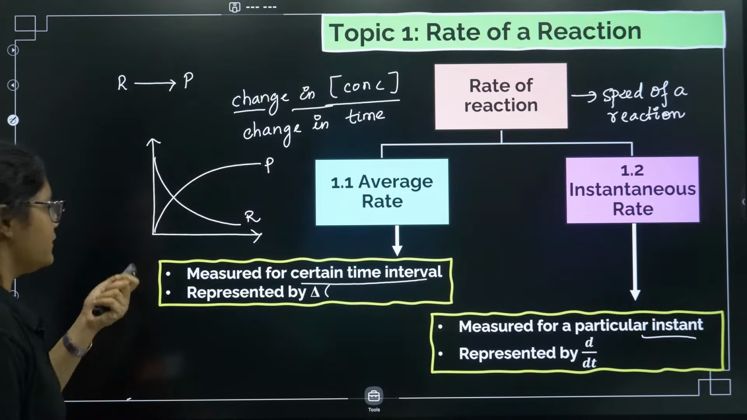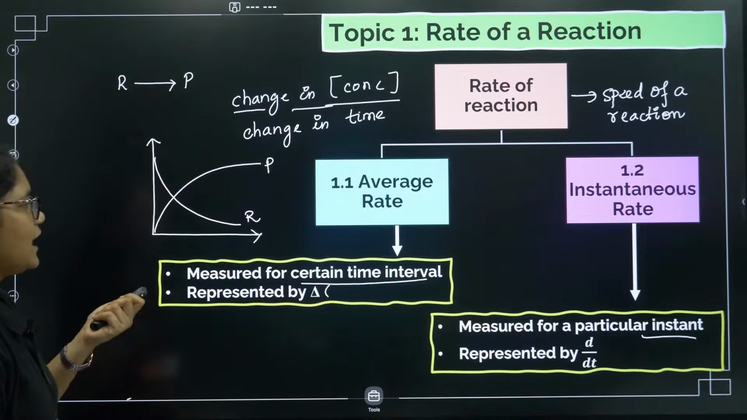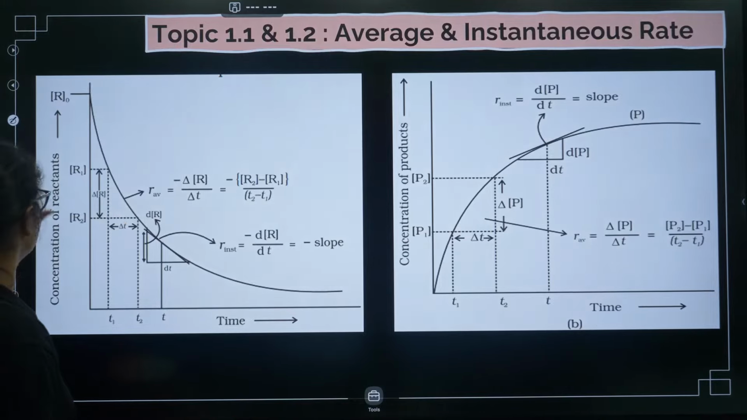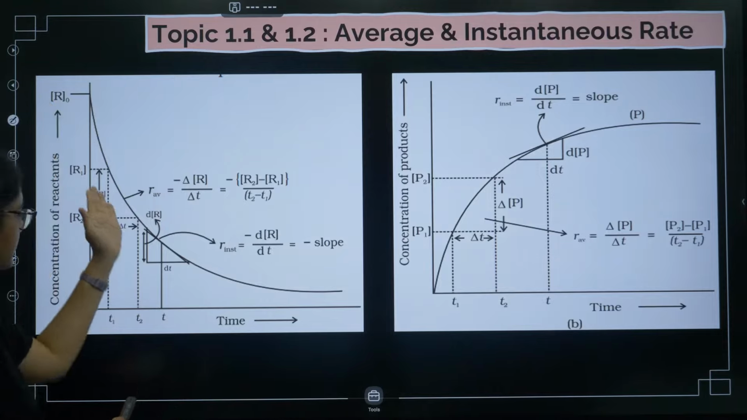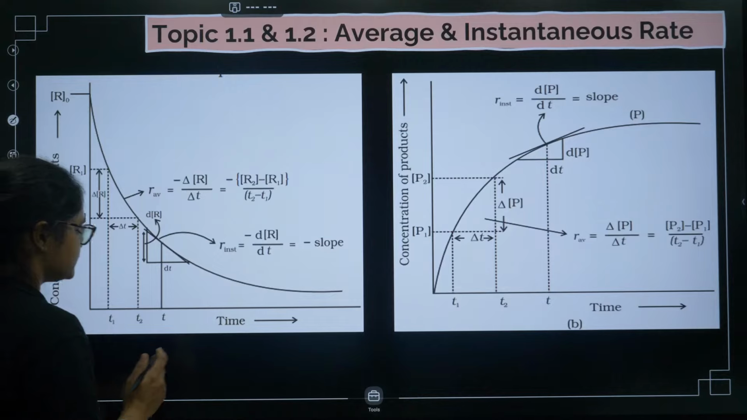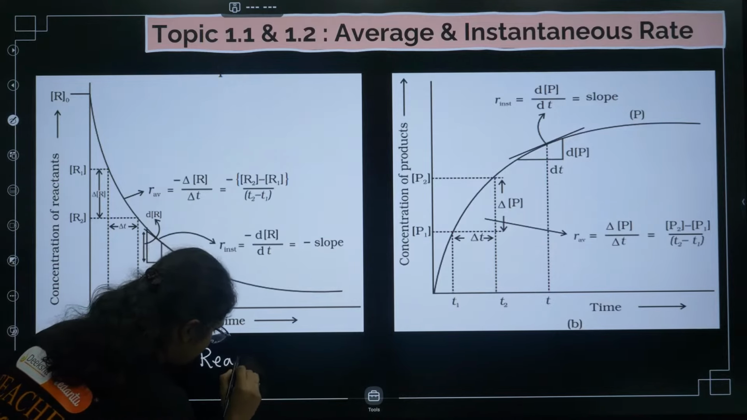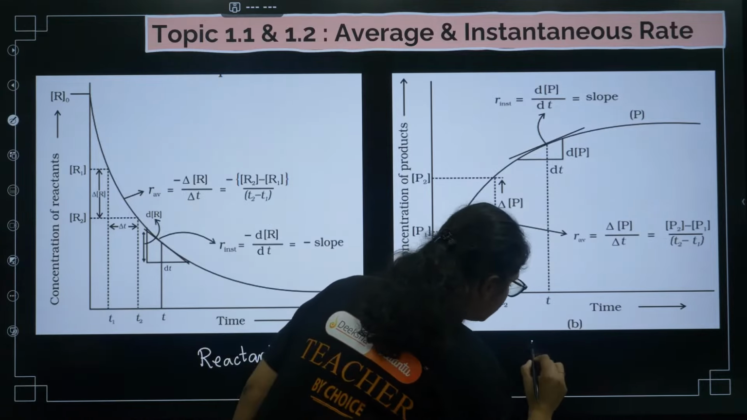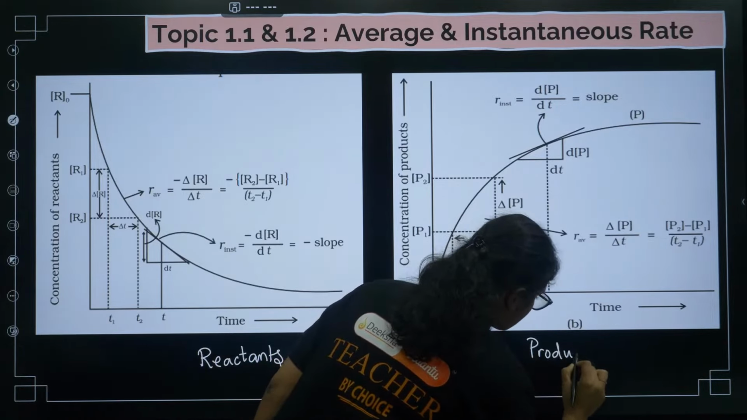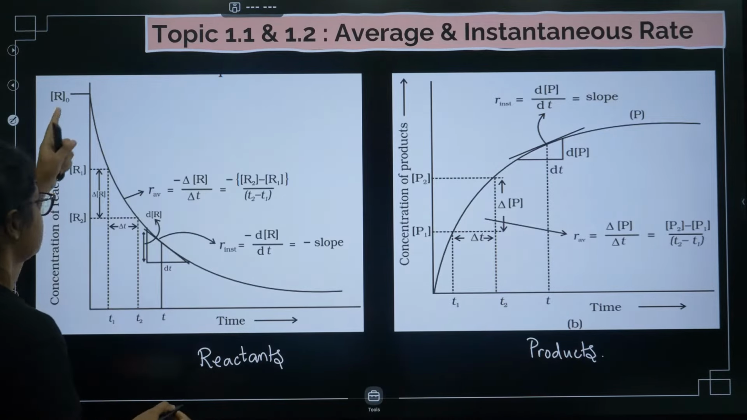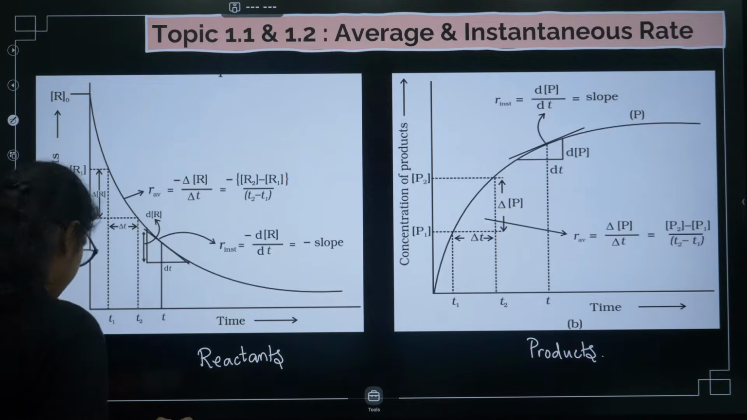Now let us go to this graph and understand average rate and instantaneous rate in detail. I hope this graph is visible to you, right? This graph is for what? Can you guess, reactant or product? Yes, just now I showed you. So this is for reactants, and the graph where the concentration is increasing is for products. Now here we need to check the concentration.